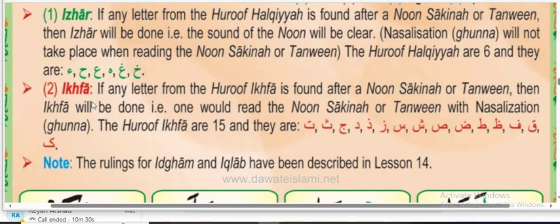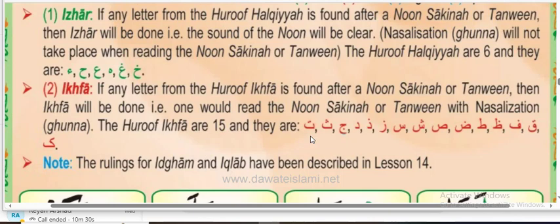Now we can read the definition of the second rule as well. That is called ikhfa. I'm scrolling the page so you can see the full definition. The second rule is ikhfa. Ikhfa is opposite to the first one. Izhar means to be clear and ikhfa means to hide out. It says that if you find any of these 15 letters, which are mentioned in red color.